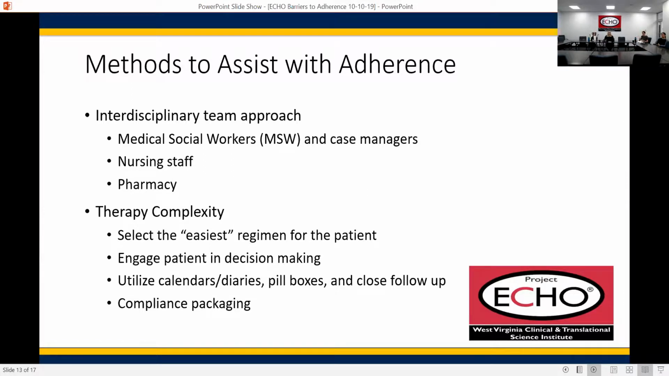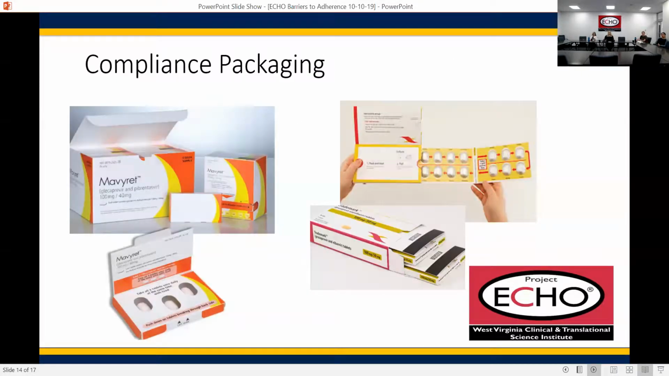Another big thing is compliance packaging. Just in case you haven't had the opportunity to see the medications, both Mavyret and Zepatier come from the manufacturer in compliance packaging, which is really nice.